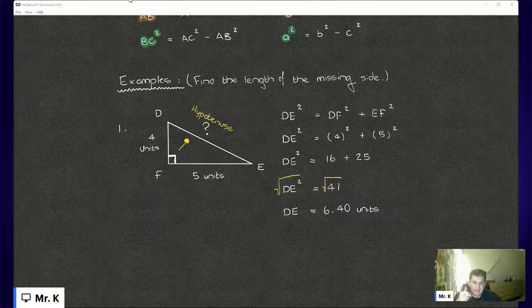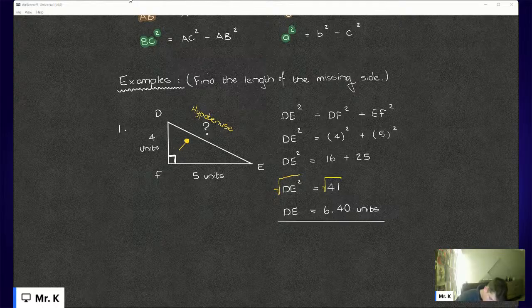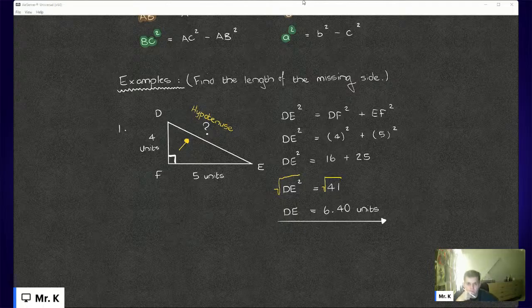So there is then your final answer. You found the length of the missing side. Does it make sense that this longest side of the triangle is 6.4 units? Yes, it does, because it's quite literally the longest side of the triangle. Okay, I hope that calculation made sense.